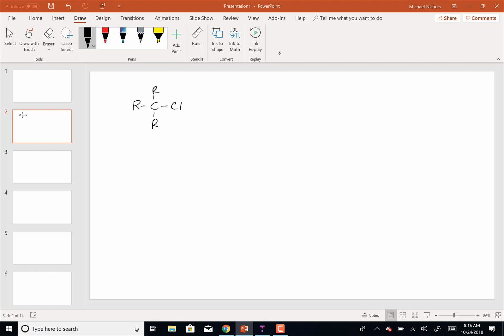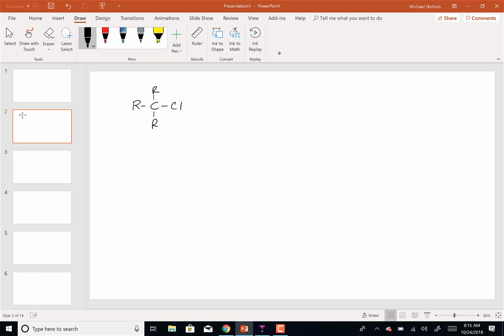This is what kind of alkyl halide? Primary, secondary, tertiary? Tertiary? We all agree with that? We all know that? If we don't, I'm just going to keep asking that. You need to know that, particularly for these reactions.